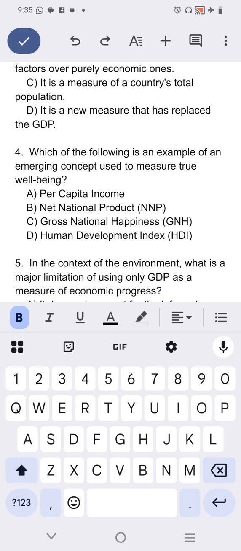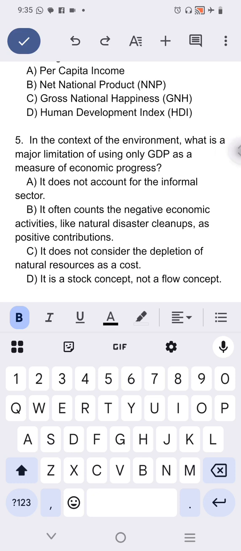Fourth, which of the following is an example of an emerging concept used to measure true well-being? We understood earlier as well about HDI and per capita income. Yes, C is the right answer. HDI is also important, GNH is also important. When we are discussing the holistic approach, which is the emerging concept for true well-being? Gross National Happiness.